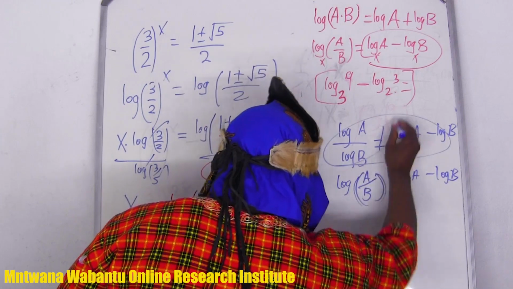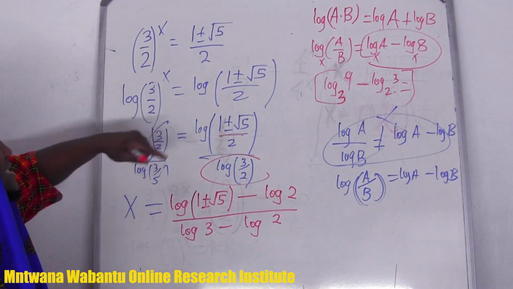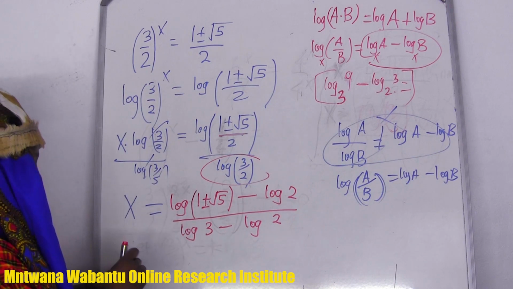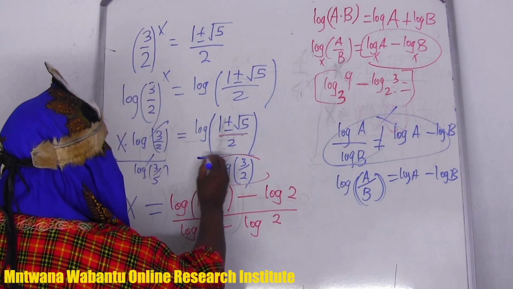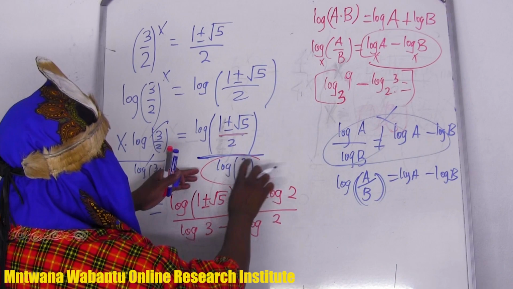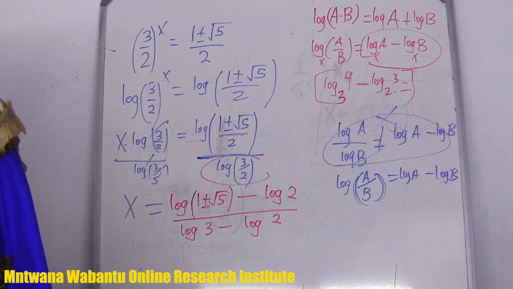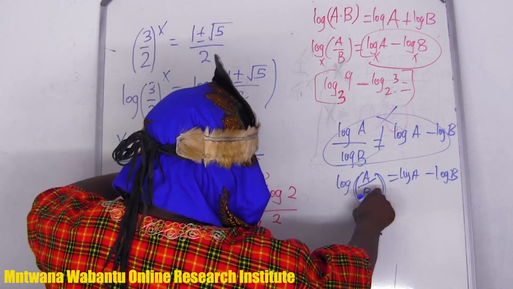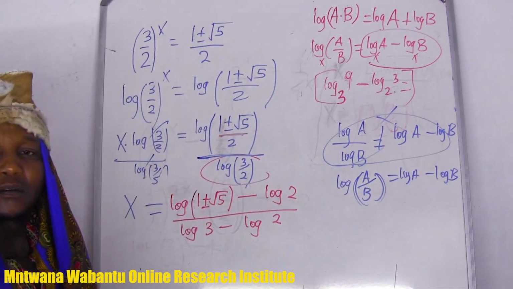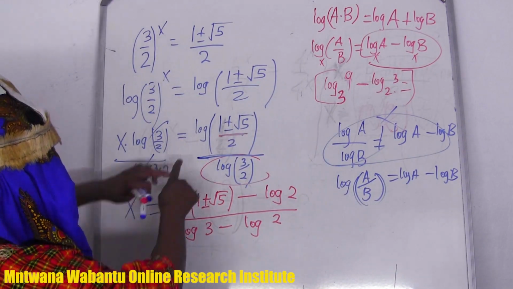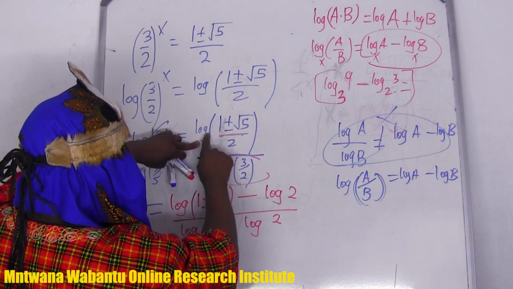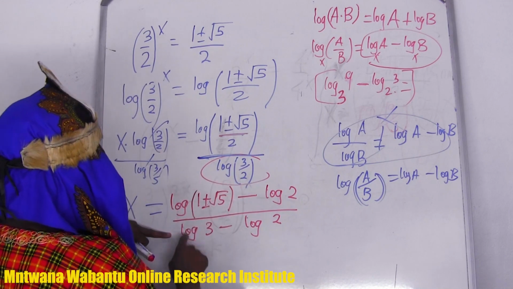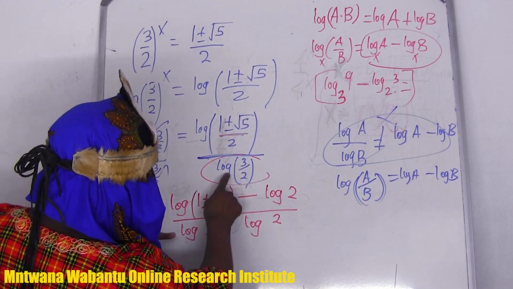But this is not. That's why I did not say log of the top minus, because there's a division here. I did not consider it like that, by saying log of this minus log of this. I did not say that because it has to be log of A over a single log. You understand? It means one log. That's why I took log of this minus log of this on top, and then we divide by log of 3 minus log of 2.